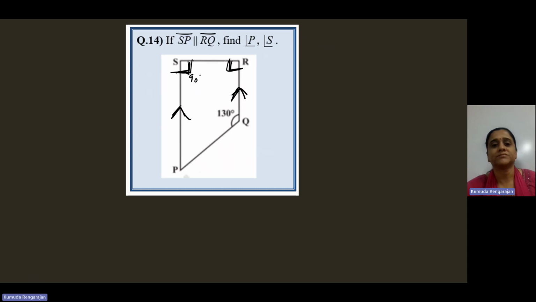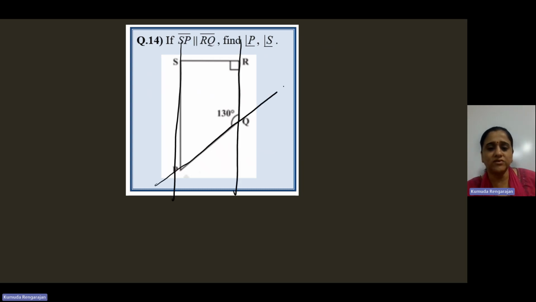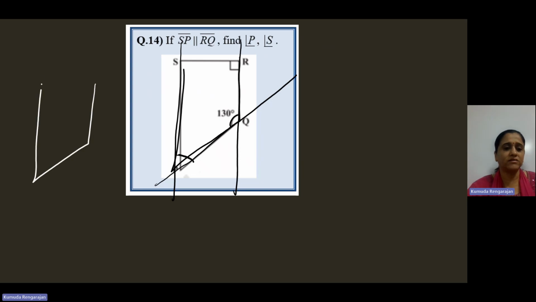Co-interior angles are supplementary. P is equal to 50. Which are the parallel lines? These two are the parallel lines, and this is the transversal. So these two angles are co-interior angles. You can see the C formation: parallel line, transversal, parallel line. So here is 130, so this will be 50. Co-interior angles will always be in the C formation.